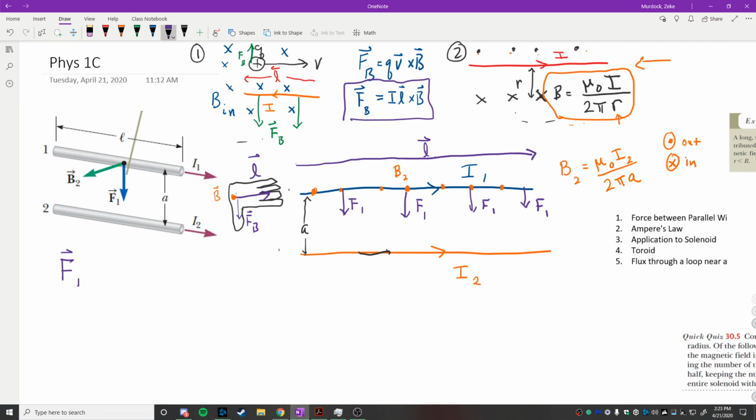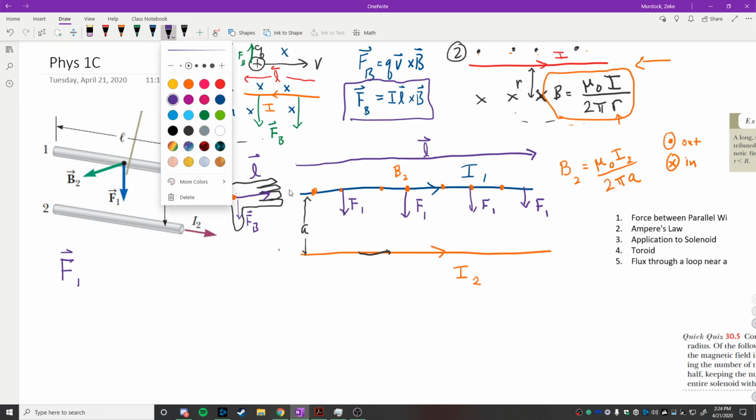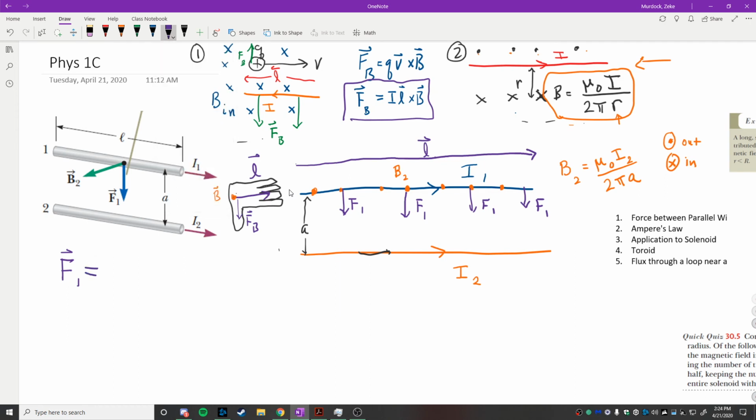Okay, this right-hand rule stuff is basically the only thing you're supposed to even learn in this class, to be honest. So if you're not getting it, you need to talk to me, and you need to ask questions.